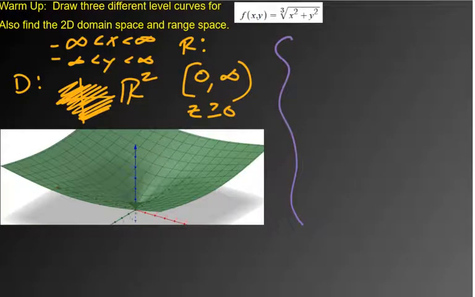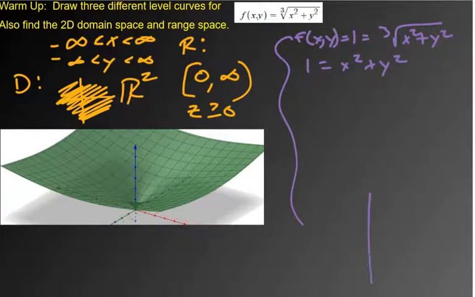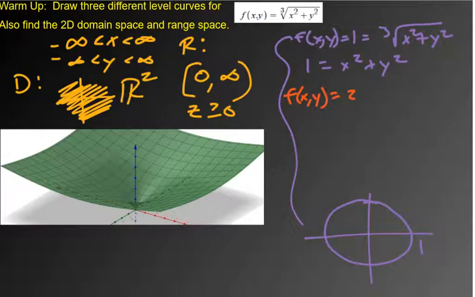So for level curves, you just need to let f of xy equal some constants and see what you get. So you could let f of xy equal 1. That's a pretty easy one. And then you could cube both sides, and you get just a circle of radius 1, right? What's another nice one? Let f of xy equal 2, right? So set that equal to the cube root of x squared plus y squared. In this case, when you cube both sides, you're going to get 8 equals x squared plus y squared.